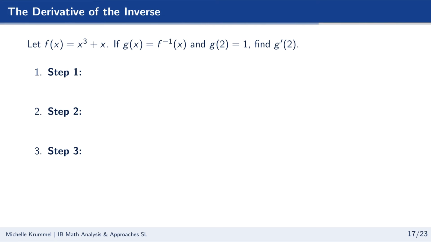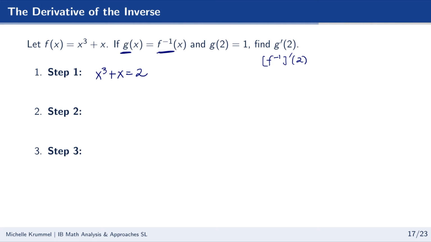Let f equal x cubed plus x. If g equals f inverse x and g of 2 equals 1, find g prime of 2. So g is f inverse. The derivative of f inverse is the derivative of g. So when it says find g prime of 2, it's the same as asking for f inverse prime of 2. So we want to know, where does f equal 2? That's our first step. X cubed plus x equals 2.